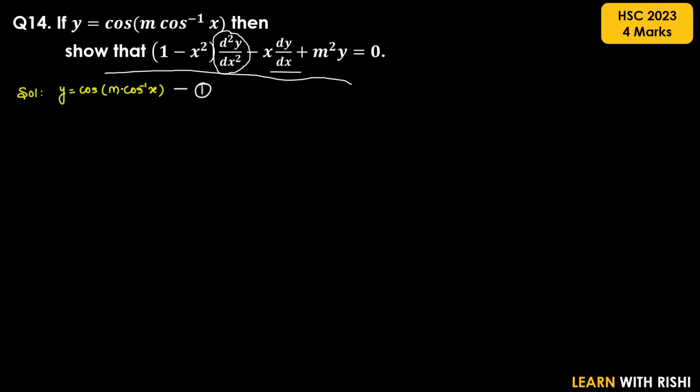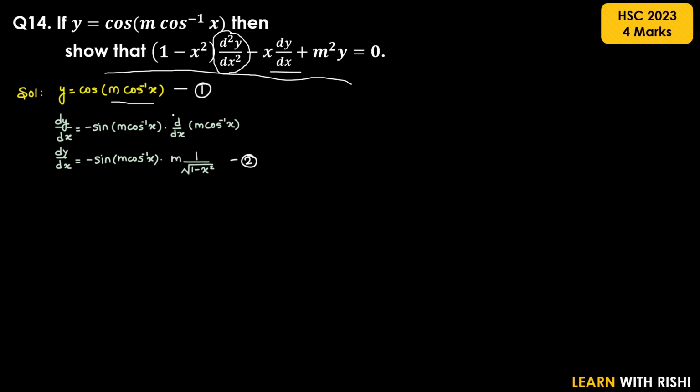So y is equal to cos of m cos inverse of x. If we differentiate it with respect to x, dy by dx is equal to the derivative of cos, which is minus sin. Now this is a composite function, so again we'll differentiate m cos inverse of x. So dy by dx will be equal to minus sin of m cos inverse x into the derivative of m cos inverse x. m is constant.